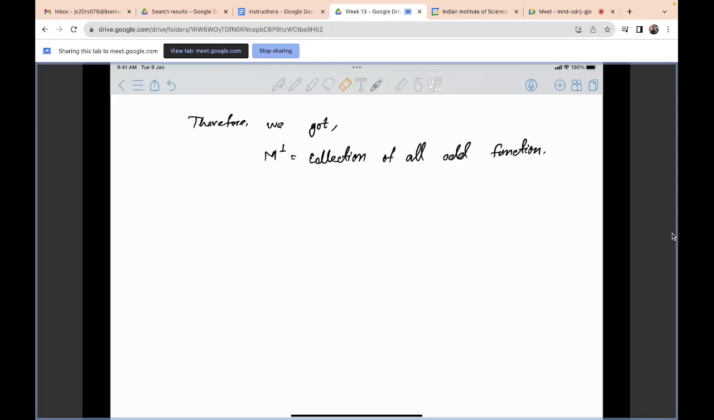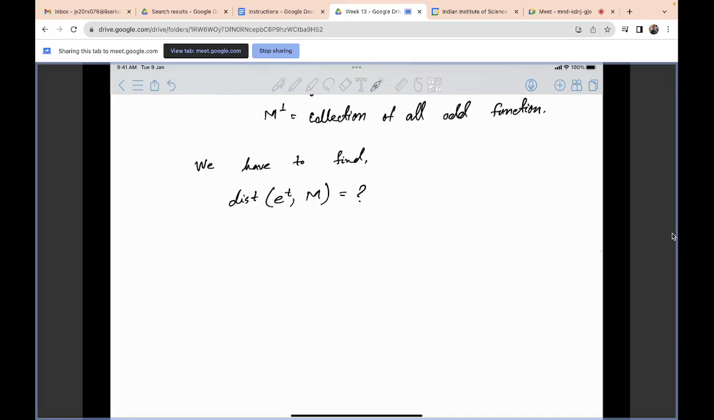Okay, so now what is the question that we have to find? Now come back to what we have to find. We have to find the distance between e to the power t and M. Now here we will use one result.